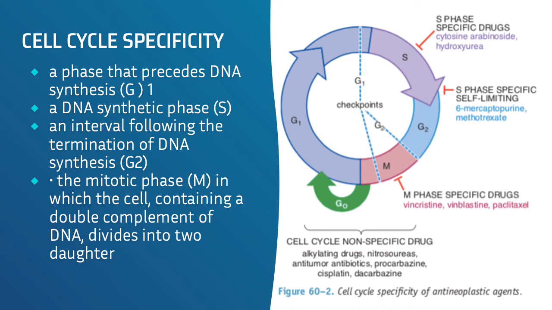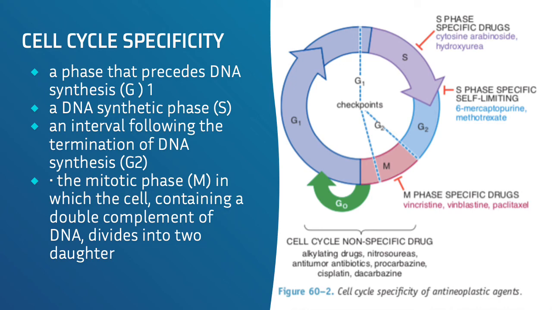Now, if you notice in the cell cycle, certain chemotherapeutic drugs have been shown to exert their major effects on the different phases of the cell cycle. Hence, drugs can be cell cycle specific or cell cycle non-specific. Examples of cell cycle specific drugs include your cytosine arabinoside and your hydroxyurea, which exert their main effects during the S phase of the cell cycle. Also, your antimetabolites like 6-mercaptopurine and your antifolate like your methotrexate also exert S-phase specific effects.